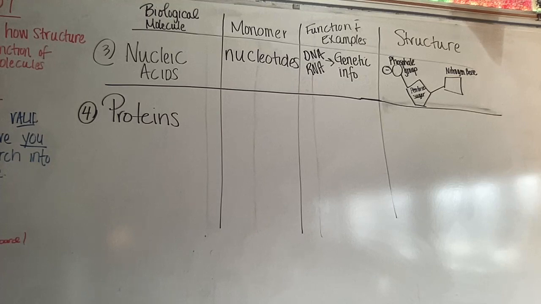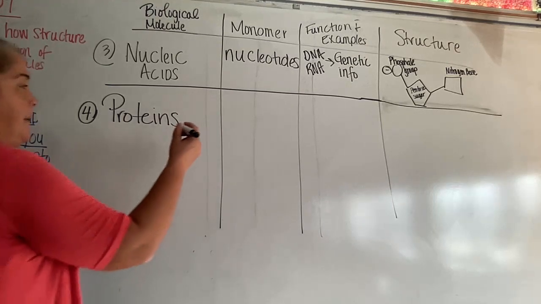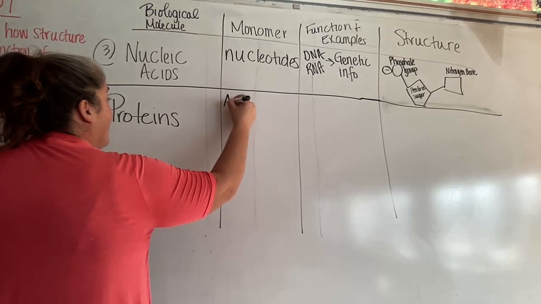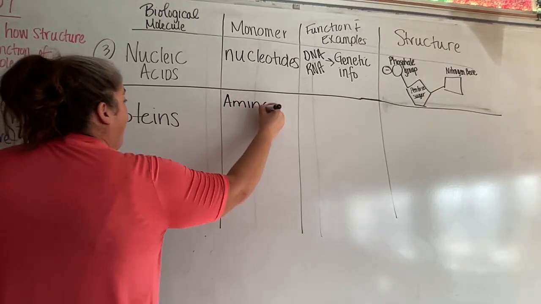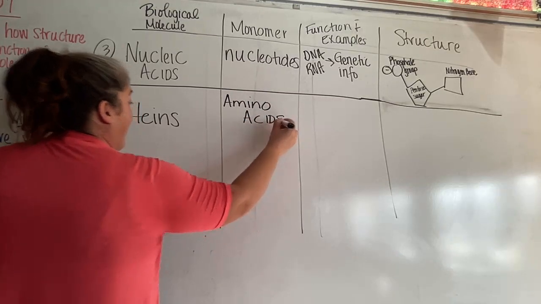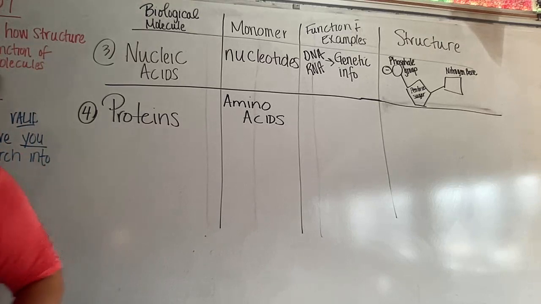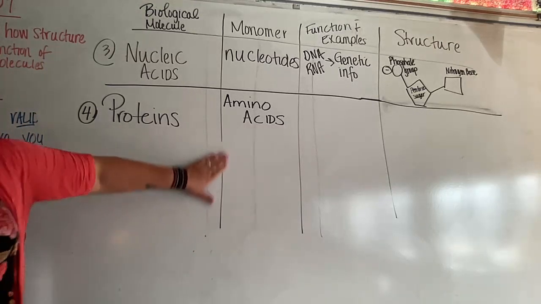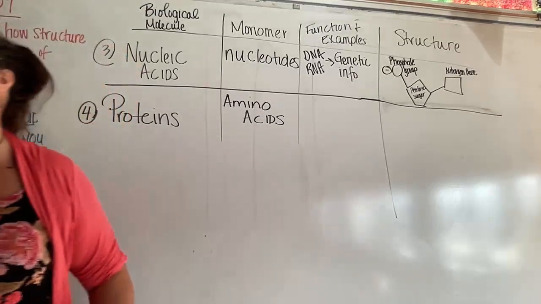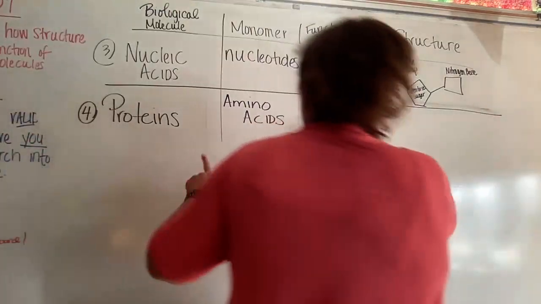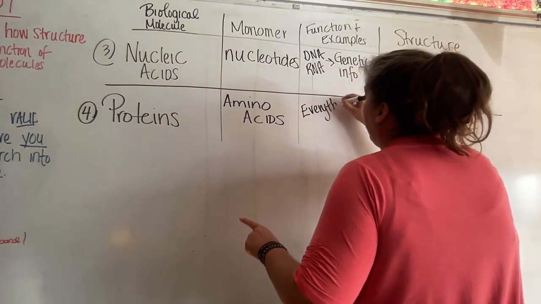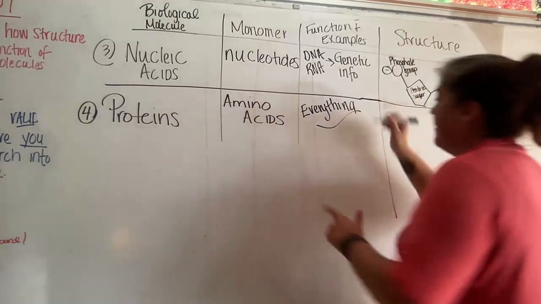So who knows what the name of their monomers are? I hear little mumblings. You're right. Amino acids. Have confidence. All right. I'm going to draw the amino acid here, okay? I'm also going to, let's talk about the function quick. Their function, I'm just going to put basically everything. They do everything. And when I brought up that little chart in lecture, I showed you all the different things they do.